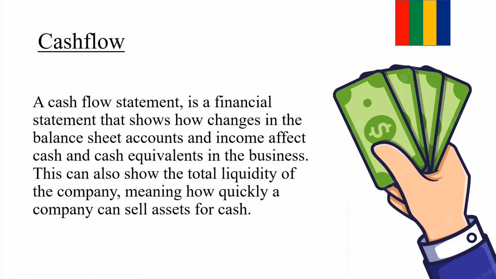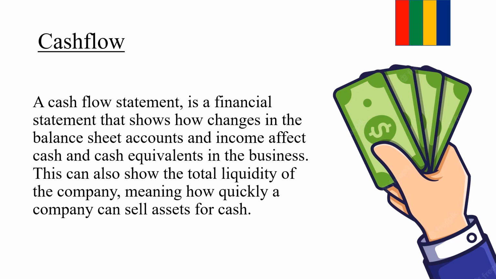Now the last of these we have is a cash flow statement. It is a financial statement that shows how changes in the balance sheet accounts and income affect cash and cash equivalents within the business. This can also show the total liquidity of the company, meaning how quickly a company can sell assets for cash. So that is the meaning of liquidity. Liquidity meaning how quickly a company can sell assets for cash, how quickly they can get cash in. And that's what a cash flow statement really looks at. It looks at the liquidity of a company.